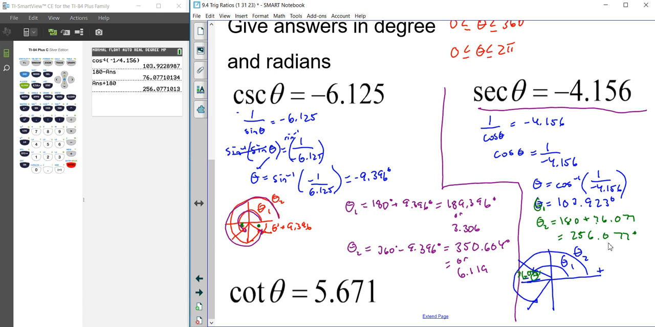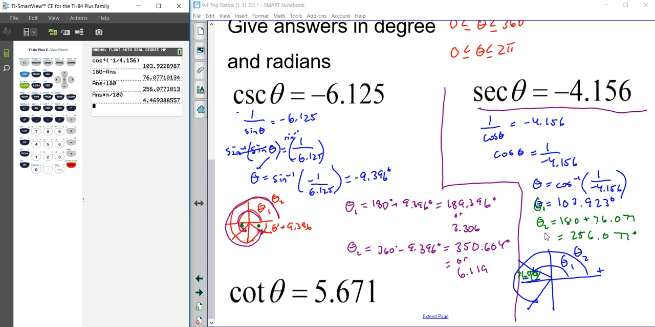And so we would have an angle of 256.077 degrees. If we wanted to convert these into radians, once again, like the other ones, we could take that and multiply this answer by pi, and then divide by 180, and we can find that in radians and so on and so forth.